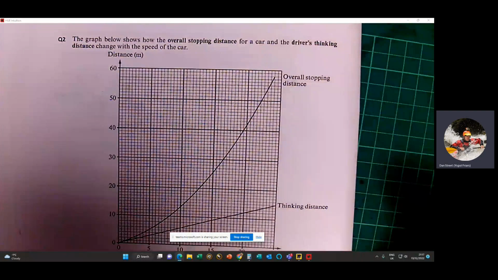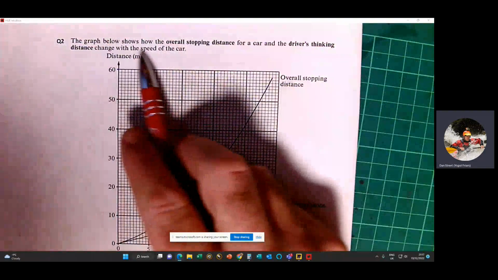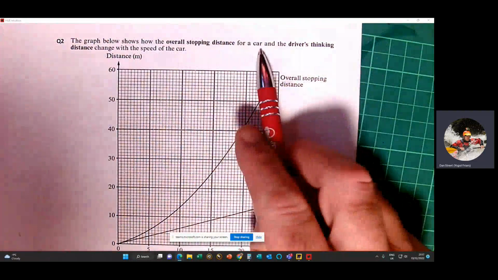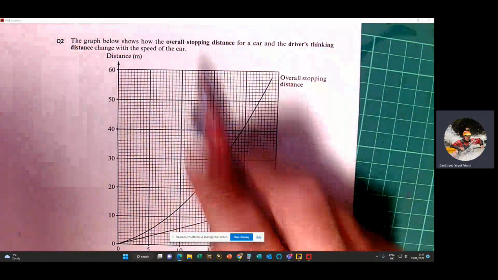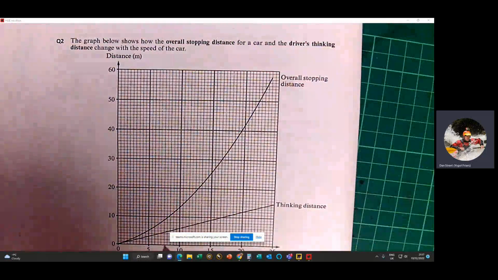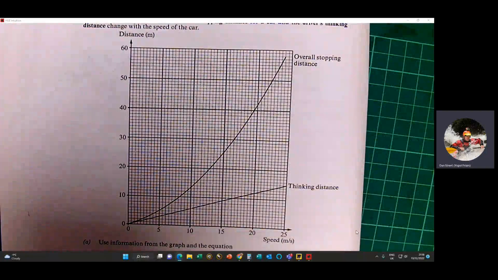Okay, so this is the mock hire question 2. It says here the graph below shows how the overall stopping distance for a car and the driver's thinking distance change with the speed of the car. So on the bottom we've got increasing speed, and up the side we've got the distance that the car takes to stop at those different speeds.